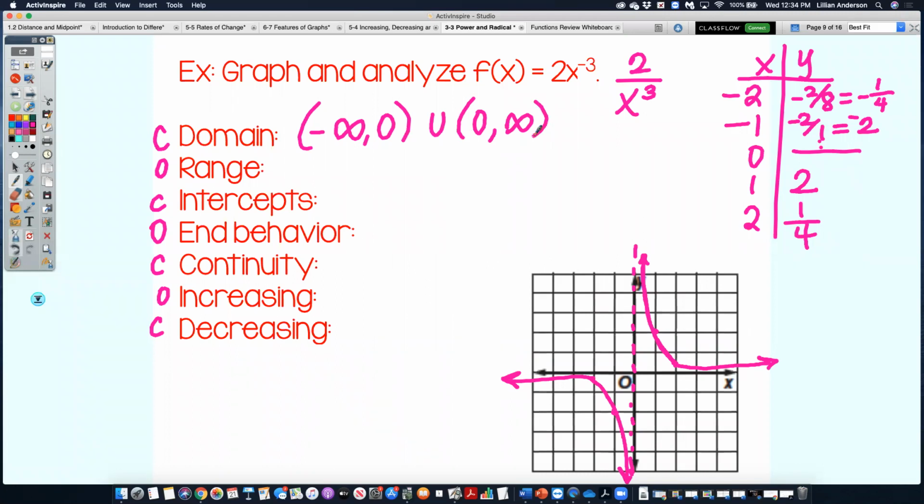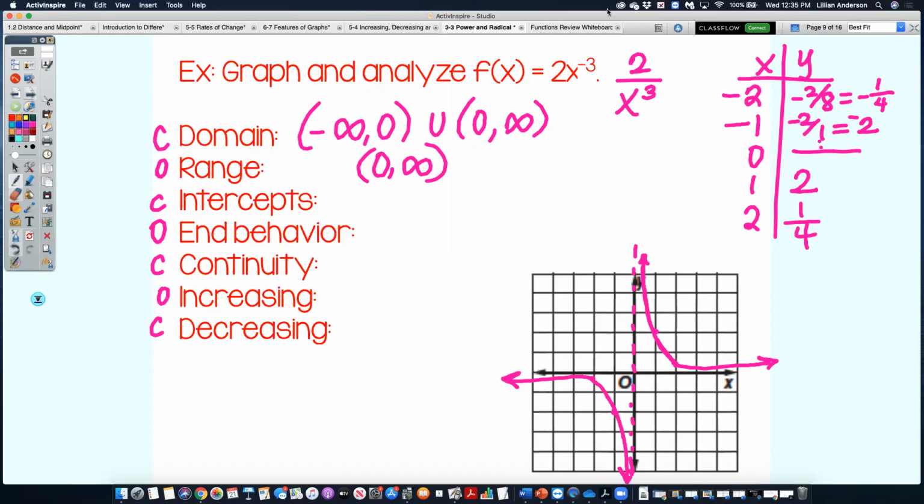Around everything, yes, wonderful. Negative infinity to 0, union 0 to infinity, parentheses around everything because 0 is not included and infinity is not included. On the range side, let's go with Jemima. What did you get for the range? 0 and positive infinity with parentheses. Okay.